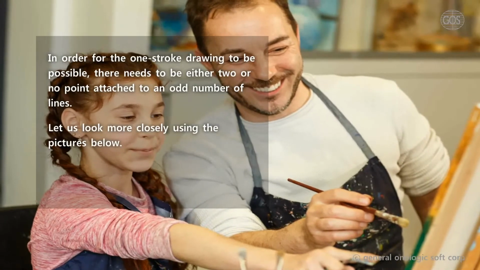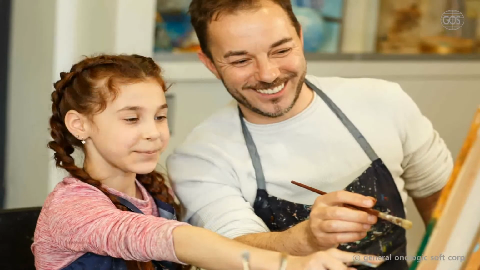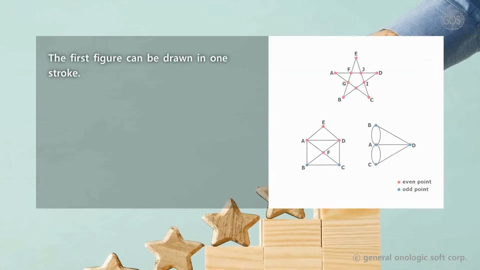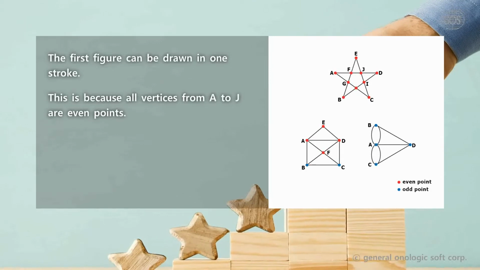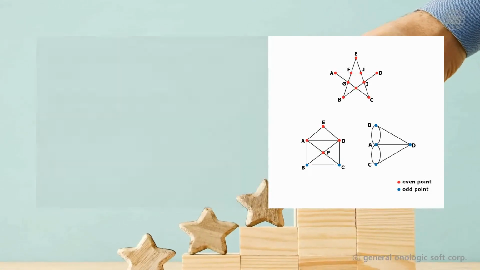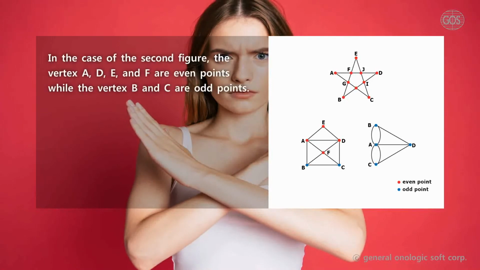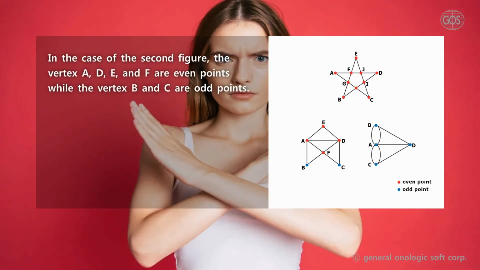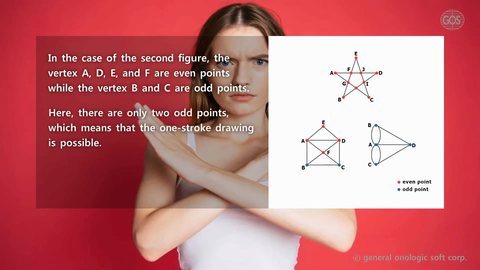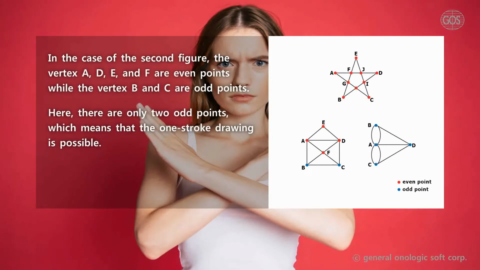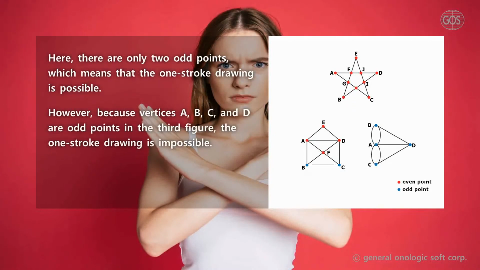Let us look more closely using the pictures below. The first figure can be drawn in one stroke. This is because all vertices from A to J are even points. In the case of the second figure, the vertices A, D, E, and F are even points while the vertices B and C are odd points. Here, there are only 2 odd points, which means that the one-stroke drawing is possible. However, because vertices A, B, C, and E are odd points in the third figure, the one-stroke drawing is impossible.